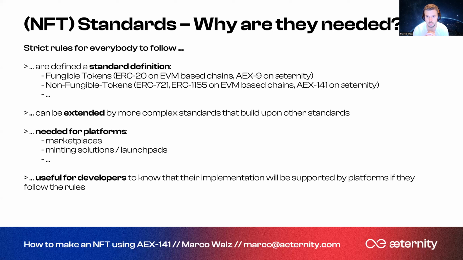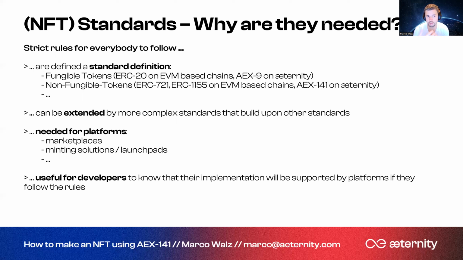The same goes for the non-fungible tokens. Here we have on EVM-based chains the ERC 721 or the ERC 1155. And we now came up with a proposal together with Ayan from the community. Heavy thanks to you. It was a good collaboration. Now we finally have the AEX 141 standard here on Æternity, which is more aligned to the ERC 721. This is also the reason why I compared these two together over the next slides.